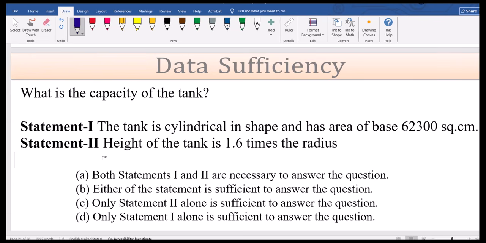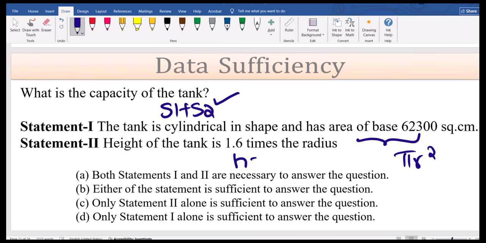So one alone, no. Two alone, no. Put together, yes. Because see, sir, radius is not given here. Base pi r square is given. From that you can calculate the r value. Here height is 1.6 times of r. Volume of cylinder is pi r square h.